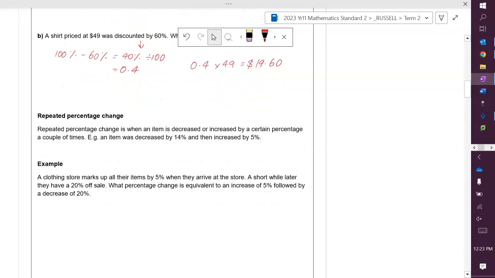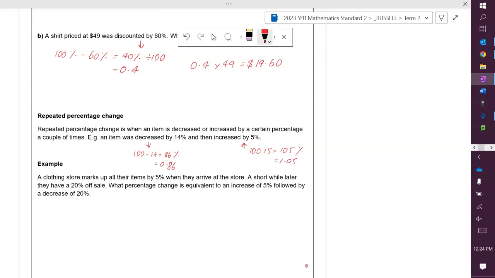What we can then have is a repeated percentage change. So it means if it's increased and decreased by a certain percentage several times. So if an item was decreased by 14% and then increased by 5%, so if it's a decrease of 14, it would be 100 minus 14, which is 86%, which would be 0.86 as a multiplier, and then increase means we're going up, so it would be 100 plus 5, which is 105, which would be 1.05.